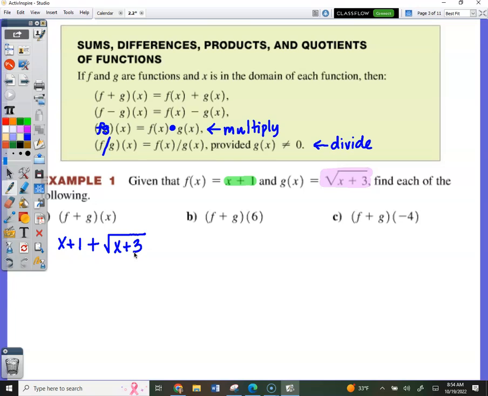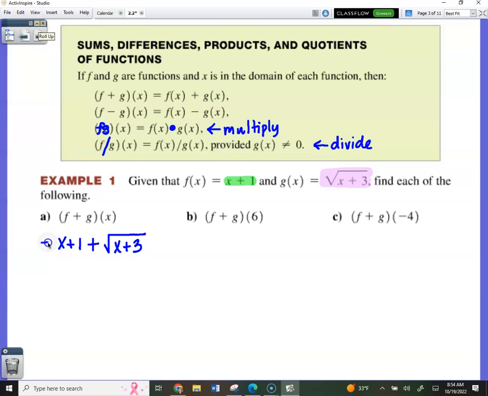Here's what a lot of people are not comfortable with. That's it. Why is that it? You can't do anything. This x is outside of the radical. This one's underneath. 1 is outside of the radical. The 3 is underneath. There's no like terms. It's always good to keep your radical at the end. There's no shifting. That's it. It's done. Okay?